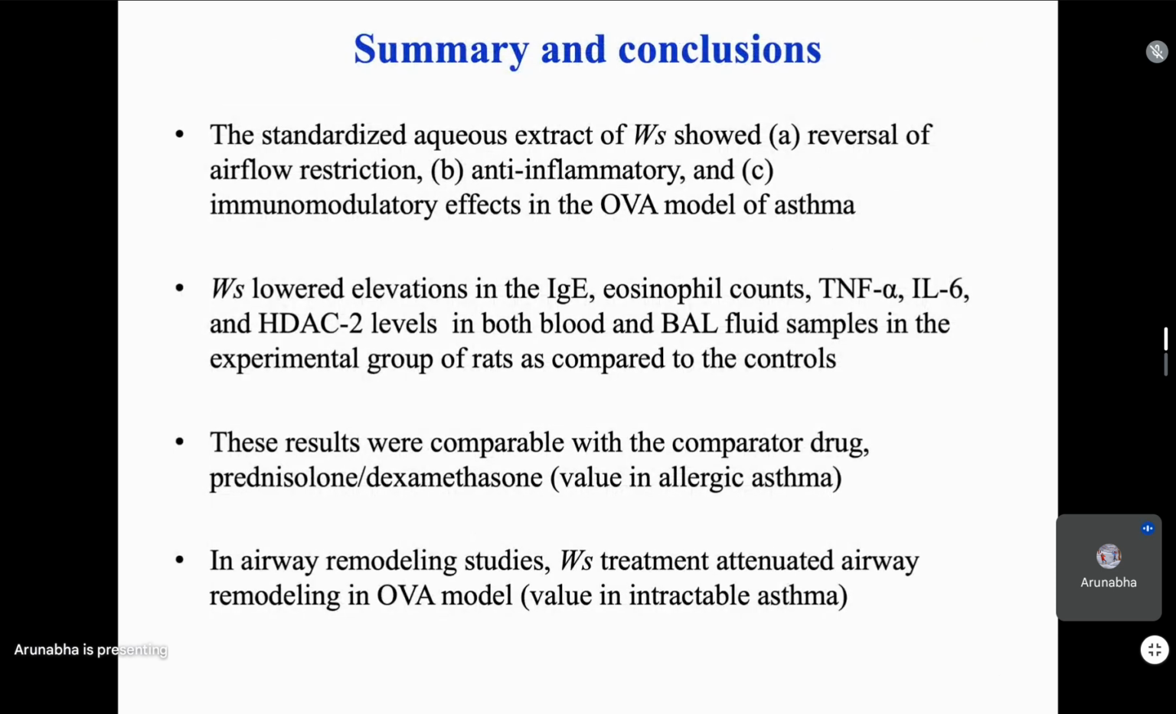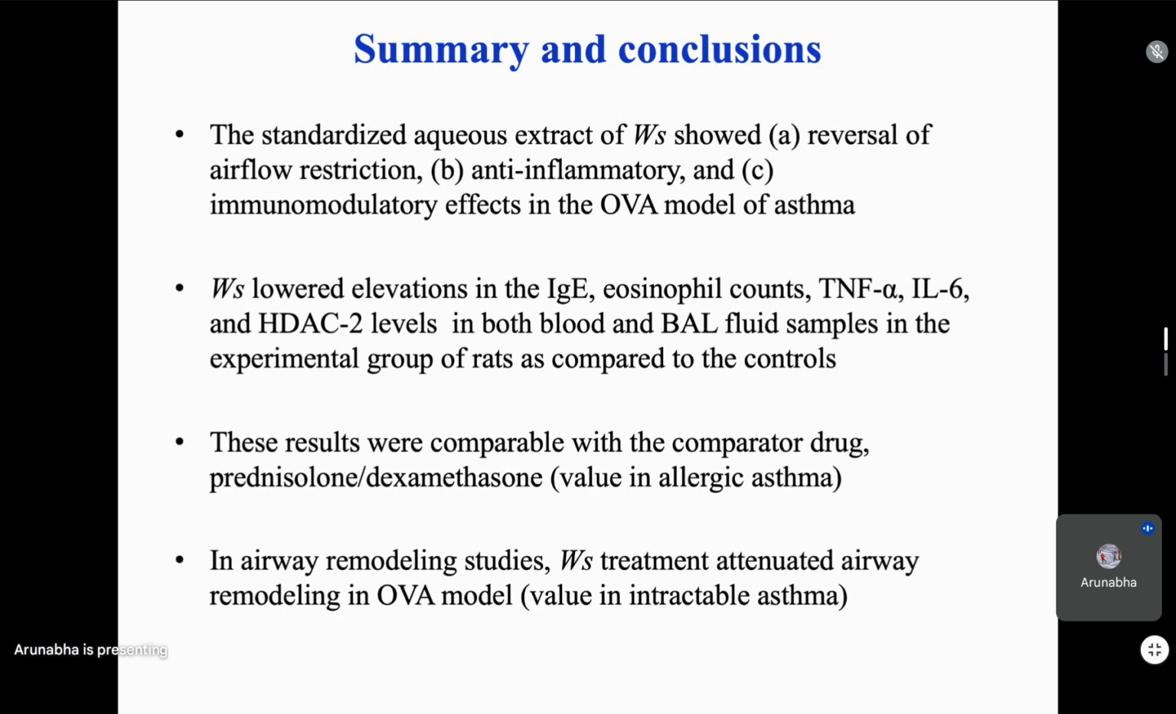To summarize the data, you can see that the aqueous extract of Withania somnifera reversed airflow restriction, and showed anti-inflammatory and immunomodulatory effects in the OVA model of asthma. Withania somnifera lowered IgE levels, eosinophil counts, TNF-alpha, IL-6, and HDAC2 levels in both blood and bile fluid samples in experimental groups. And these results were comparable with the comparator drug, that is dexamethasone. So this suggests the value of Withania somnifera in allergic asthma.